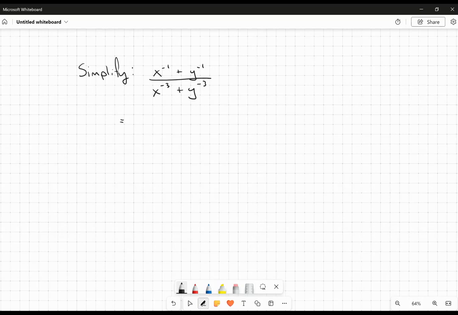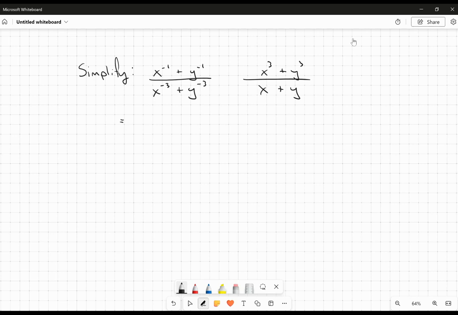Now, before we get too far into this, I want to just point out a little mistake here. Notice the x to the -1 plus the y to the -1 all over x to the -3 plus y to the -3. Notice all the negative exponents in there. It would be a mistake to believe that the negative exponents cause these things to flip. For example, it would be a mistake to think that this is actually this. I know what the rule about negative exponents is.